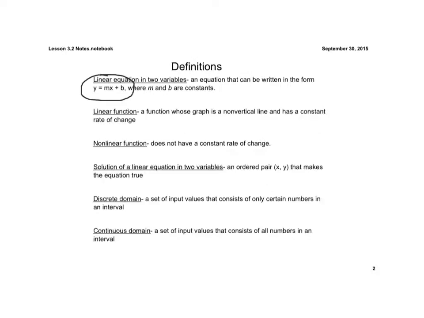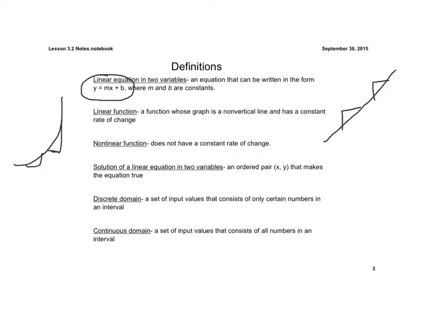A linear function is a function whose graph is a non-vertical line and has a constant rate of change. Okay, it must have a constant rate of change, which means it's going to be a slant that's constantly changing at a constant rate, the same rate every time. Nonlinear does not have a constant rate of change. So something nonlinear is something like this. This does not have a constant rate of change.